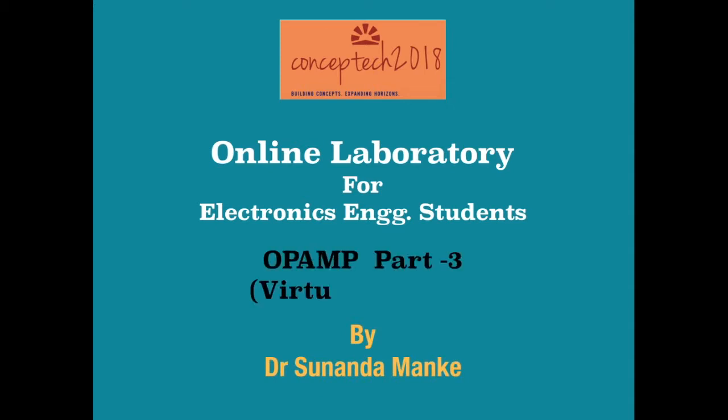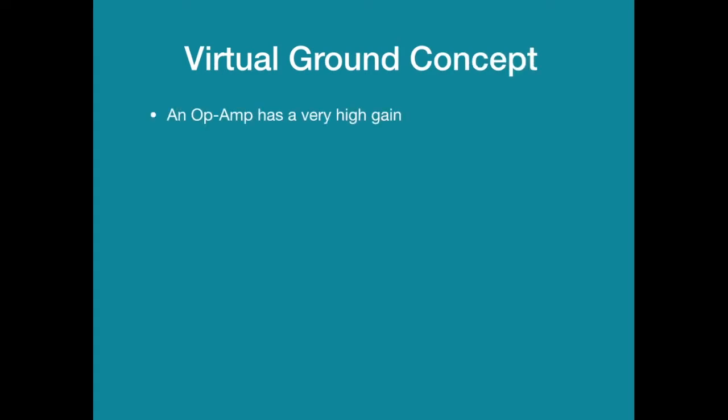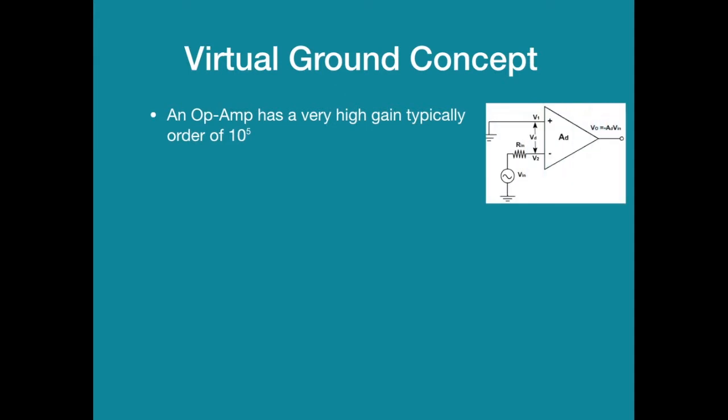This is part 3 in op-amp experiments, and in this part we'll discuss the virtual ground which is there in inverting amplifier. So let's see what virtual ground is. Op-amp has a very high gain, being a multi-stage amplifier. It is in the order of 10 to the power 5. Here we are talking about the open loop gain.